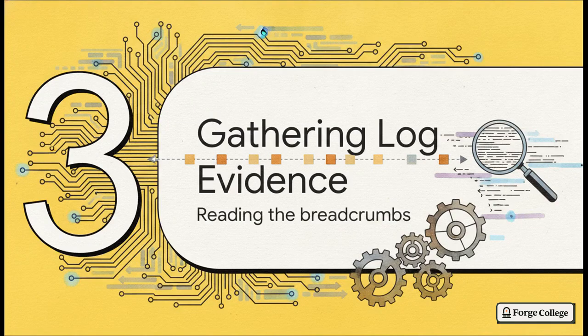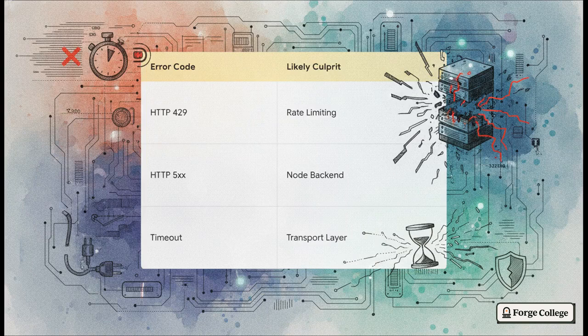All right, part 3, gathering log evidence, reading the breadcrumbs. When we start mapping the errors that our stress script generates, we have to treat every single error code as a distinct clue in our mystery. If our Python script spits out HTTP 429 errors, our likely culprit is upstream rate limiting. Simple as that. If we start seeing HTTP 500 level errors, or maybe specific JSON RPC error codes like -32,000, we're definitely looking at a node backend issue, maybe some kind of state-related failure. And if we see timeouts, well then we are very likely dealing with a transport or network layer breakdown. Each of these codes points us down a very specific, actionable investigative path.